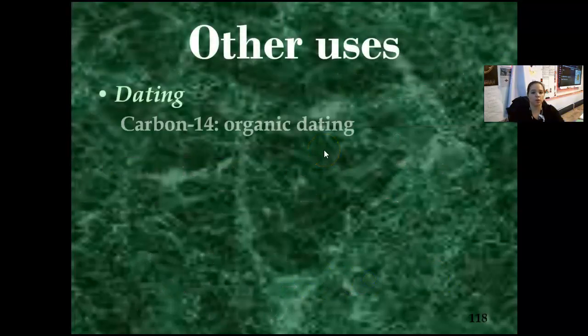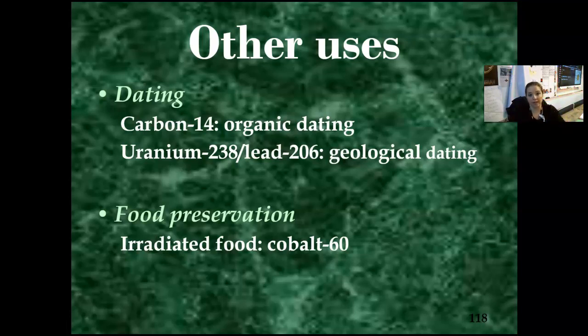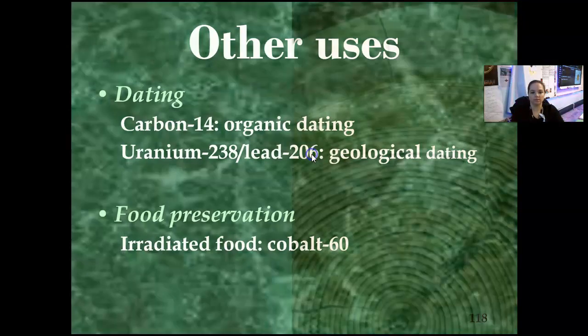So here are some other uses. Carbon-14. We looked at carbon-11, which is brain abnormalities. Carbon-14, on the other hand, is organic dating. Uranium-238, which goes to lead-206, is geological rock dating. Food preservation, like I said, the weird one. Cobalt-60 does both tumors and food preservation.